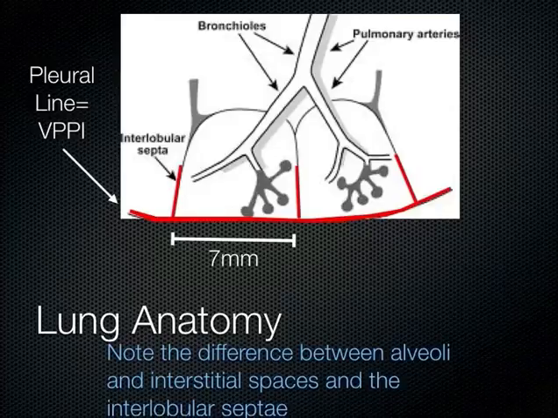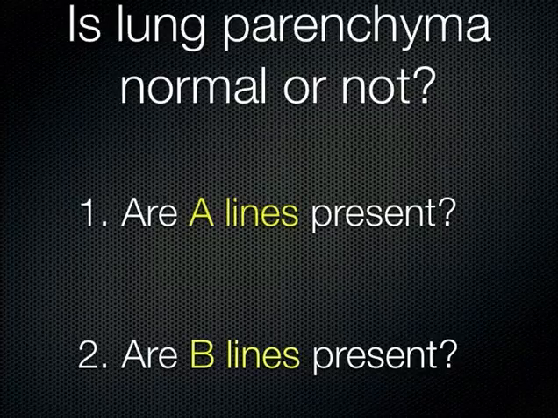So now that you remember what the lung looks like, and we've talked about which probe to use, what you're really interested in when you're looking at someone's lung is, is it normal or not? And the way that we ascertain that is to look for some artifacts that are classic in certain situations. One is A lines and one is B lines, and of course you're asking, what are A lines and what are B lines, and we're going to explain all that.